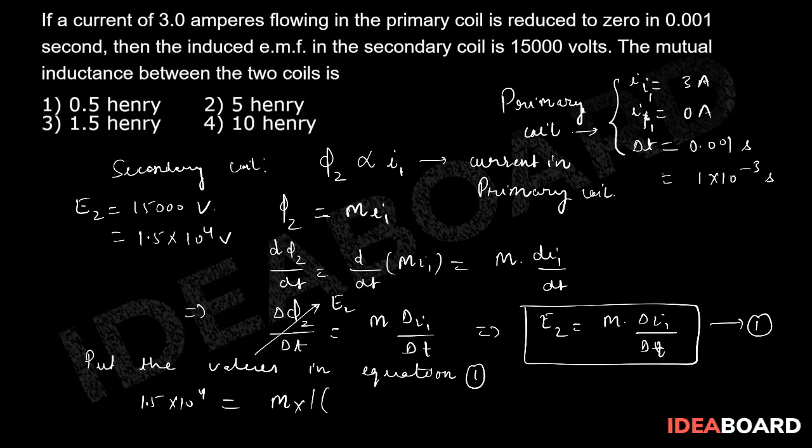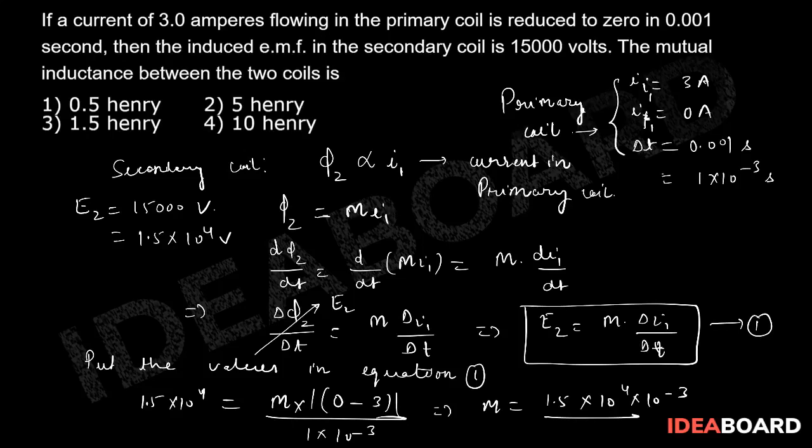So I final is 0, I initial was 3, divide by delta t, which is 1 into 10 to the power minus 3. So from there m will be equal to 1.5 into 10 to the power 4 into 10 to the power minus 3 divided by 3, correct? So this will become 0.5. This 4 powers will be cancelled out, so this will become 5 Henry. So the value of m will be 5 Henry.